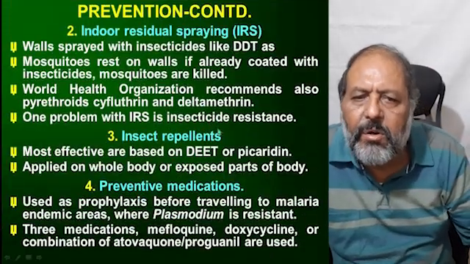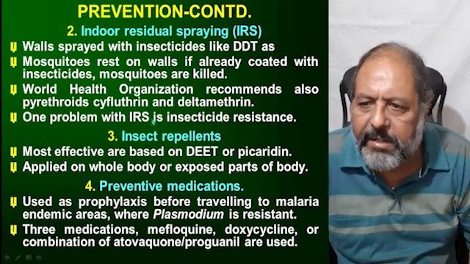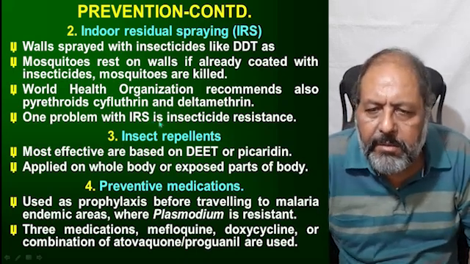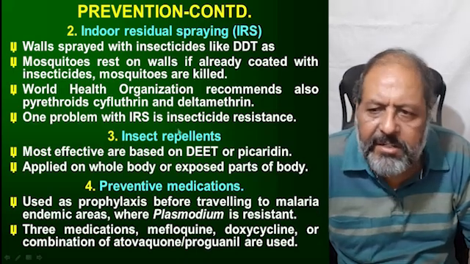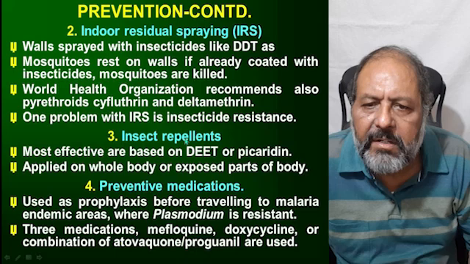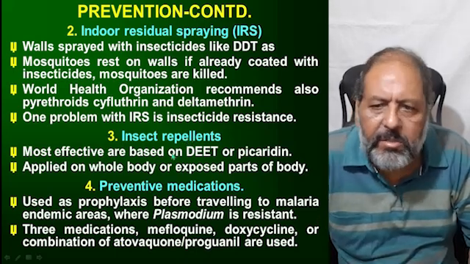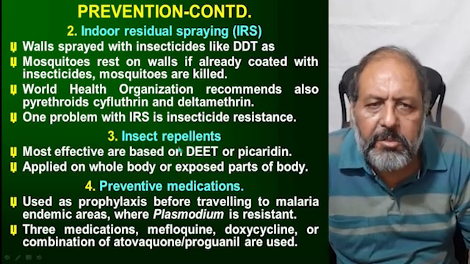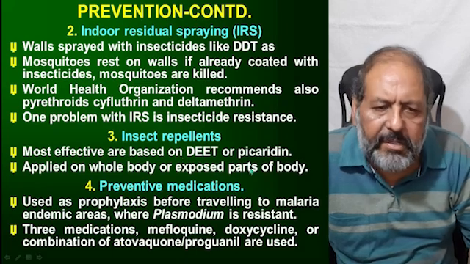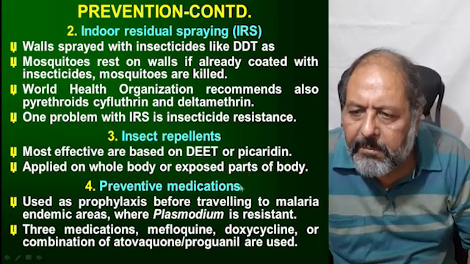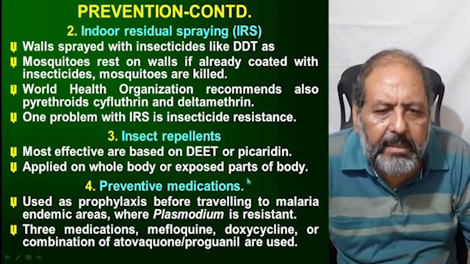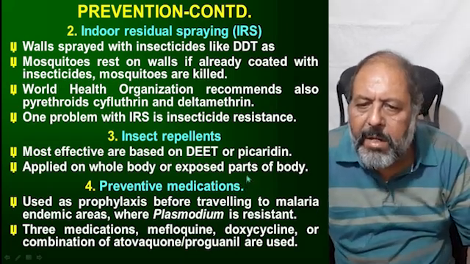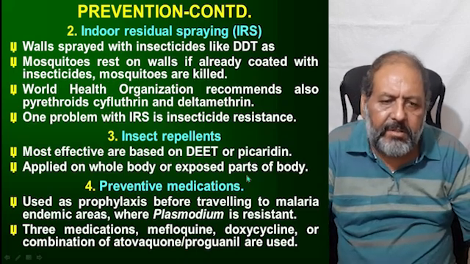Number 2, indoor residual spraying or IRS. Walls of the houses and the rooms are sprayed with insecticides like DDT as the mosquito rests on the wall. If already coated with insecticide, mosquitoes are killed. World Health Organization recommends also pyrethroid, cyflothrin and deltamethrin. One problem with the IRS is insecticide resistance.